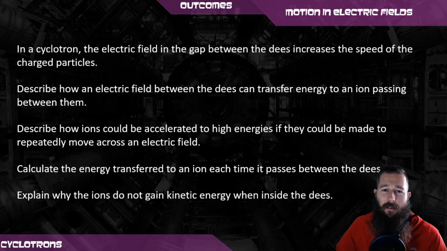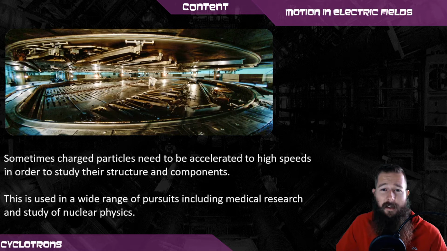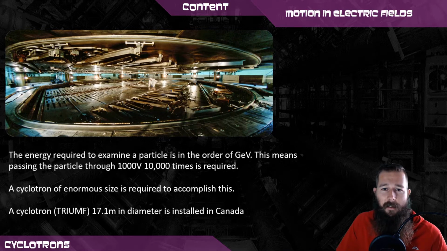that accelerates the particles. Sometimes charged particles need to be accelerated to very high speeds in order to study their components, and this is also used in a wide range of applications such as medicine and nuclear physics. Now, the energy that the particles are required to get to can be in the order of giga electron volts, but if a machine had a voltage that high, it can be very dangerous, very expensive and difficult to make.